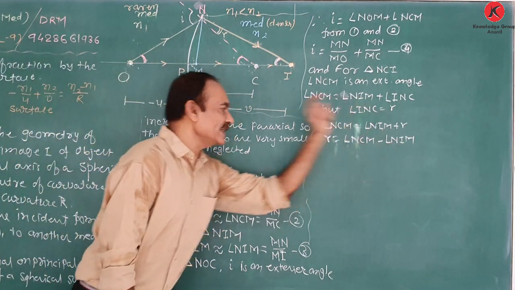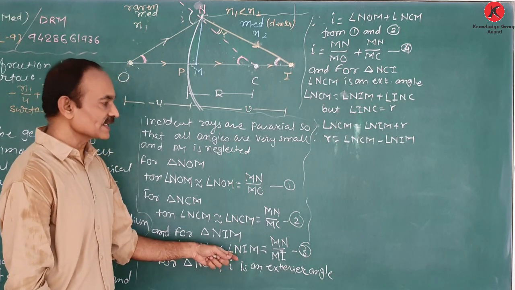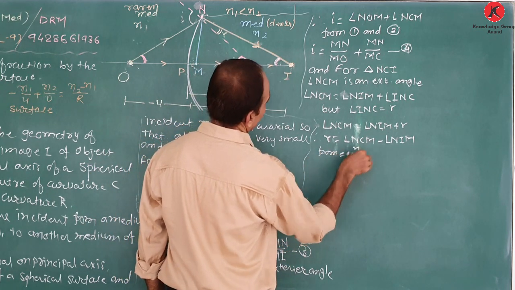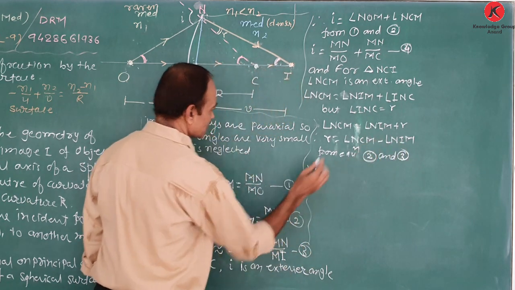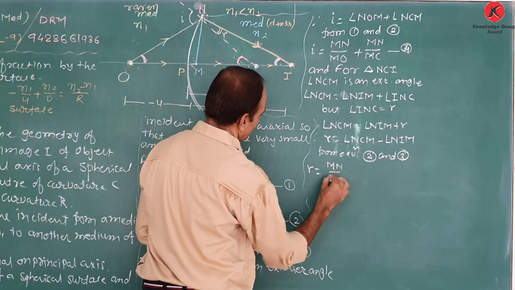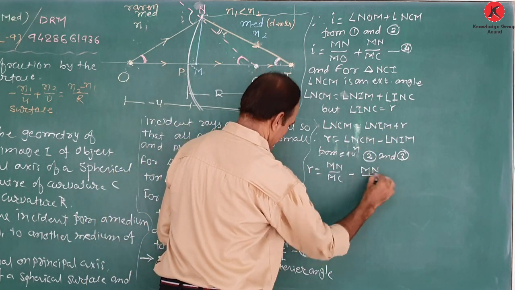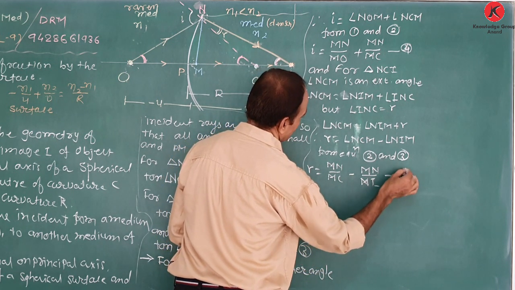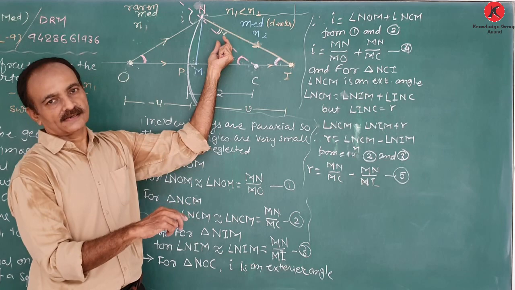Now, the values of angle NCM and angle NIM we already have in equations 2 and 3. Therefore, from equations 2 and 3, R is equal to NCM, Mn upon MC, minus NIM, Mn upon MI. This is equation number 5. Thus we obtain the angle of incidence and the angle of refraction.